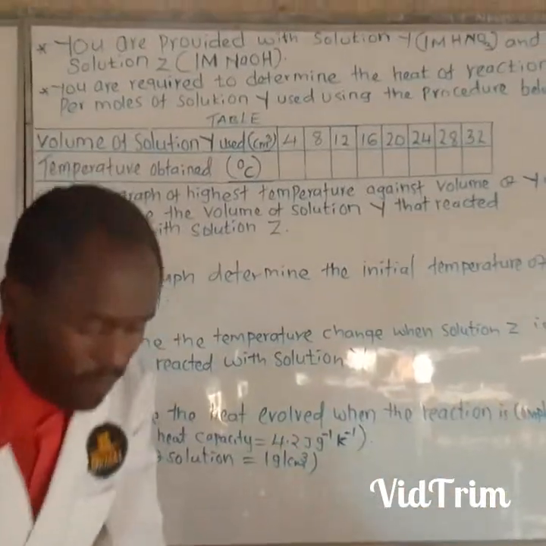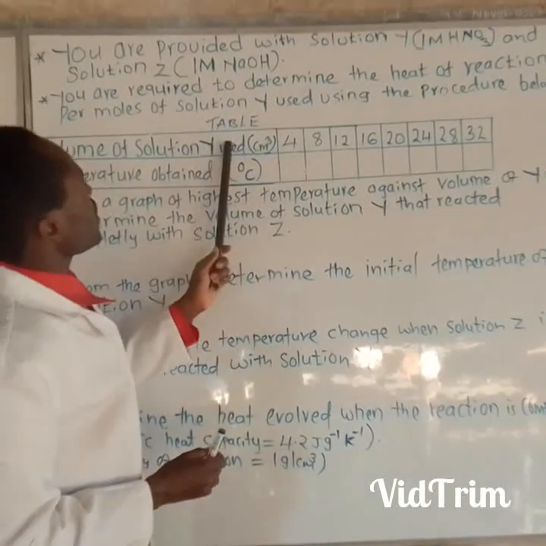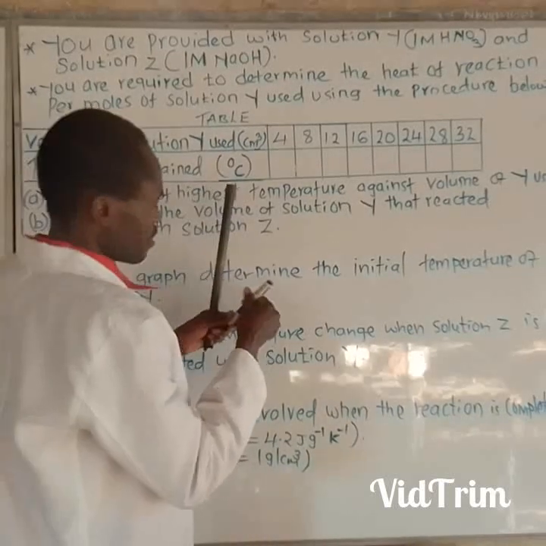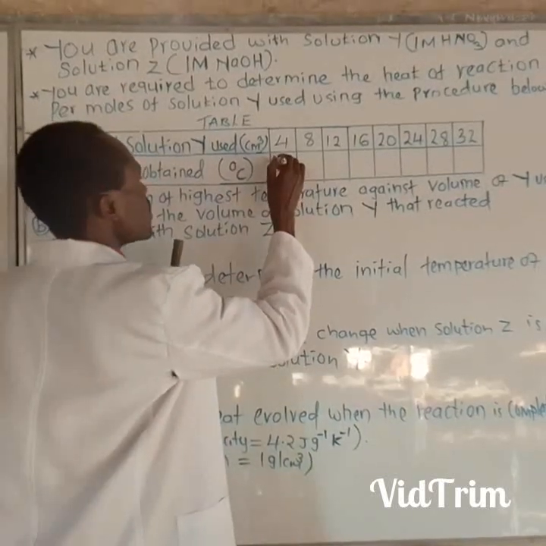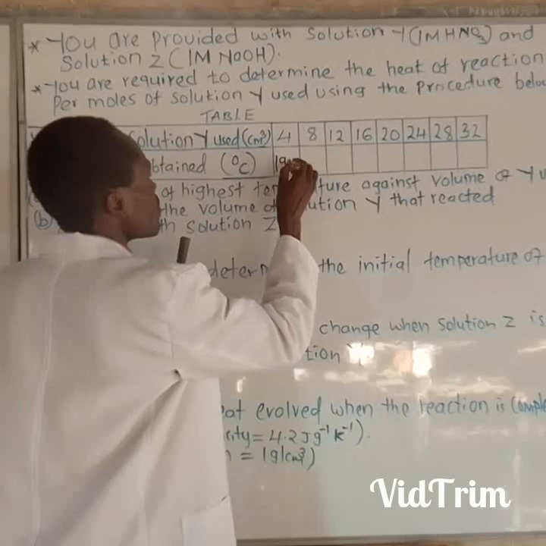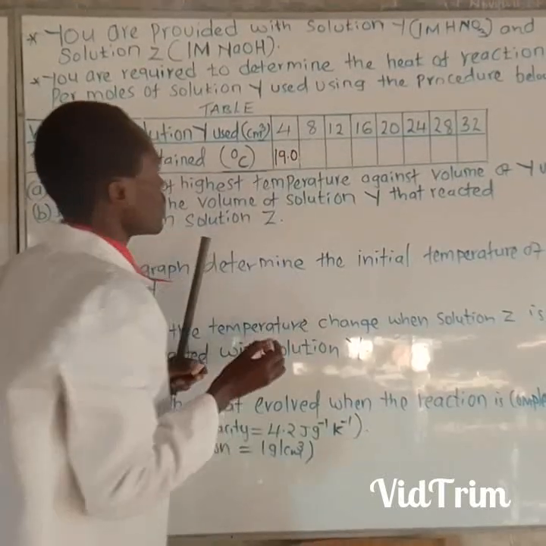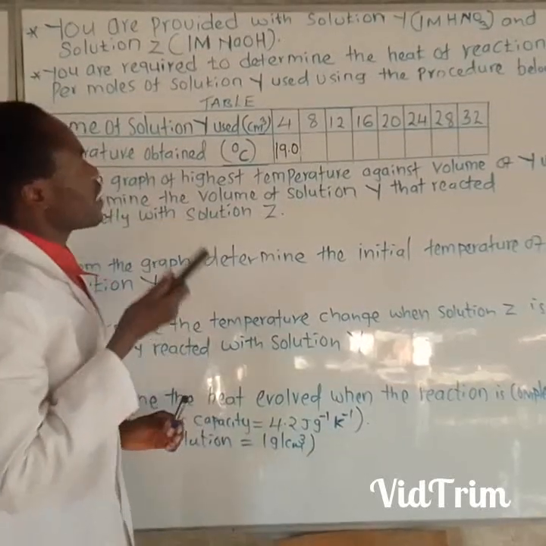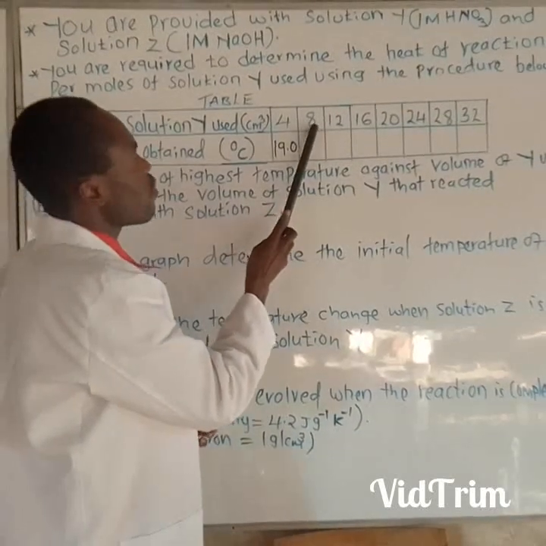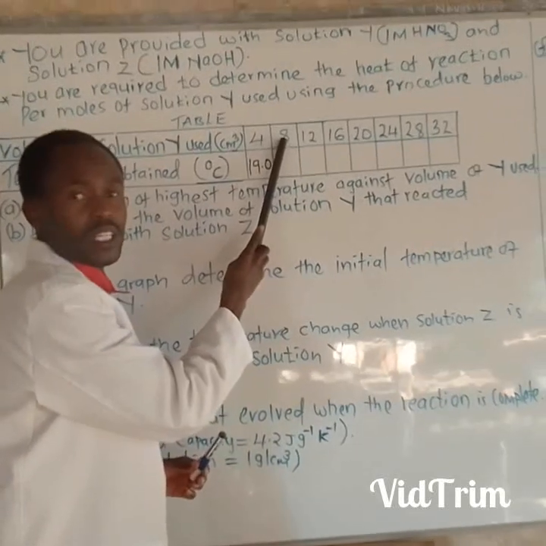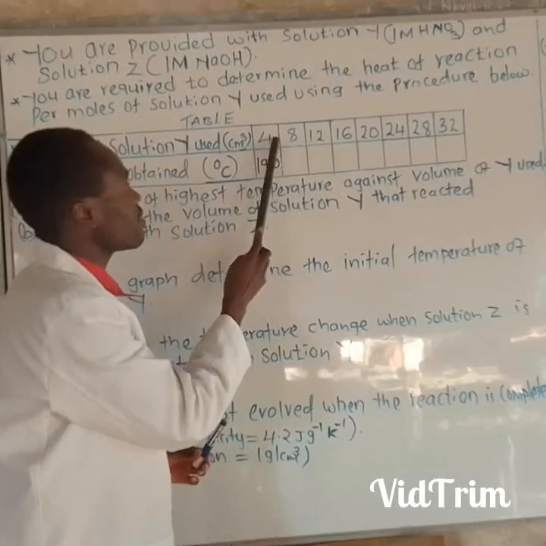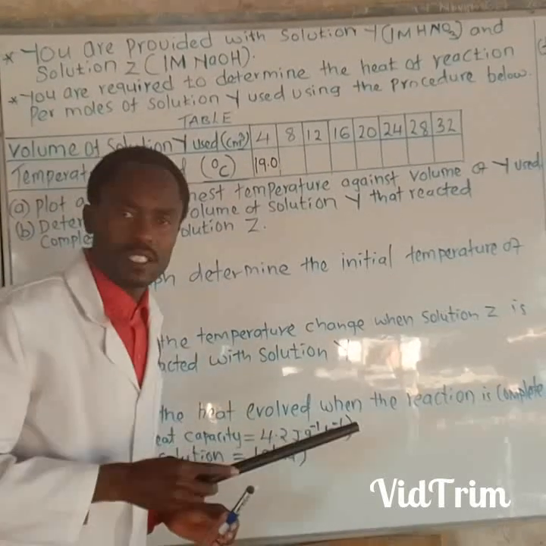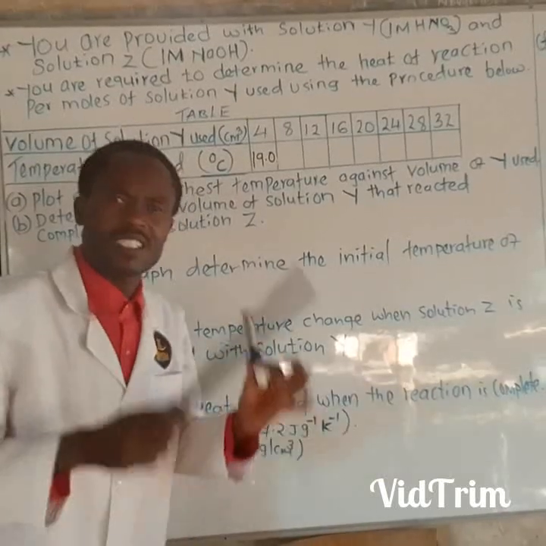So my students, I found that when I add 4 mL of Y, the highest temperature reached is 19.0 degrees Celsius. Then I have now to add again 4 mL of Y to the mixture. I have to add 4 mL again of solution Y from the burette to the mixture. Then I again take the highest temperature reached.